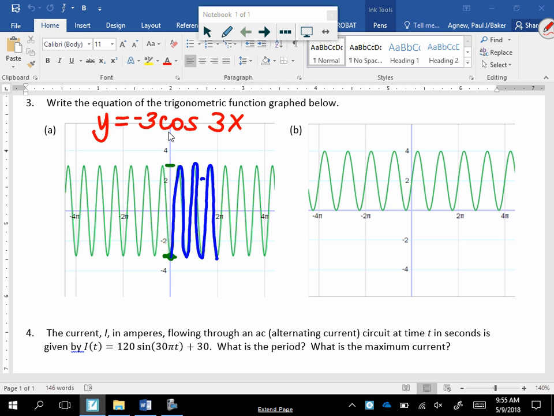And we can verify that because we could go to our calculator and graph -3 cosine 3x and see if it looks like that. All right, for b, do you think that that is a sine function or a cosine function?